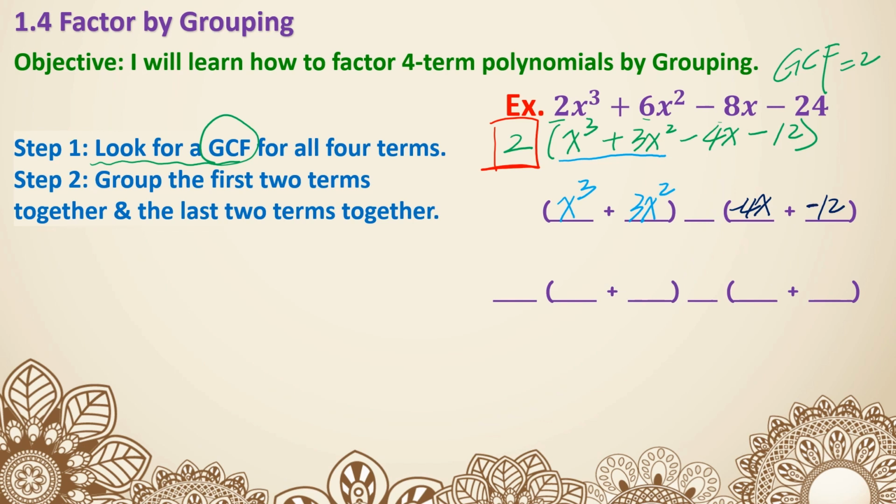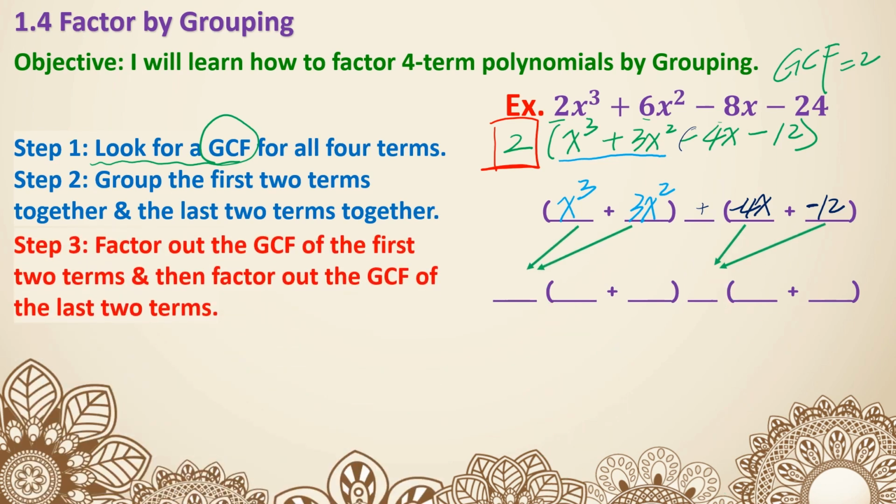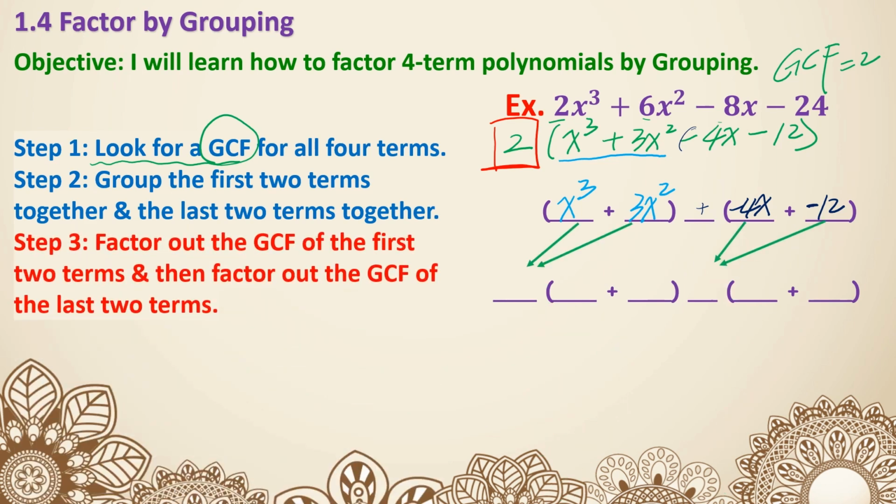As for the middle, for now I'm just going to keep a plus sign, because there's no sign to connect them. I have included that negative sign with the 4. Okay, next step. We are going to factor out the GCF of the first two terms and then factor out the GCF of the last two terms.